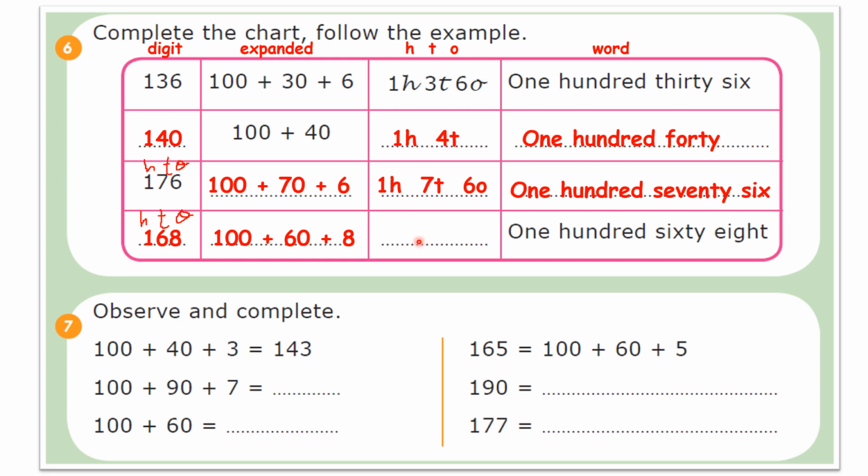And the last one is to write it using HTO. We already wrote it over each digit. So just write them beside each other. So it will be 1H, 6T, and 8O.